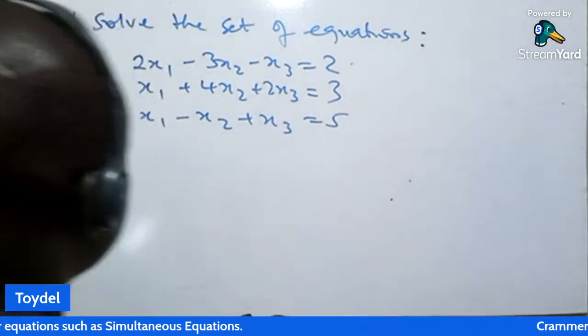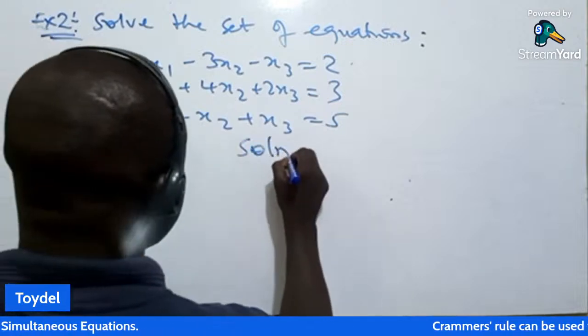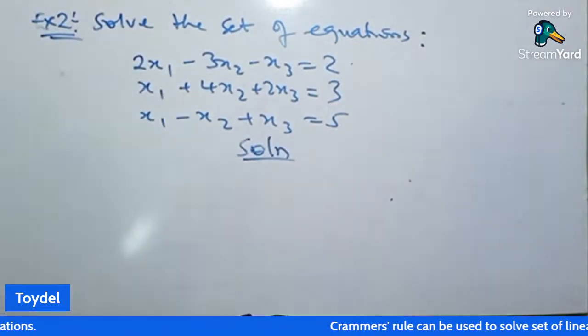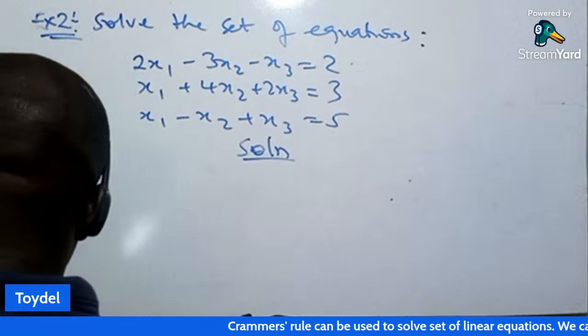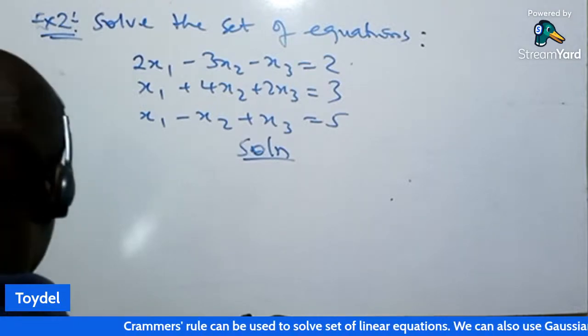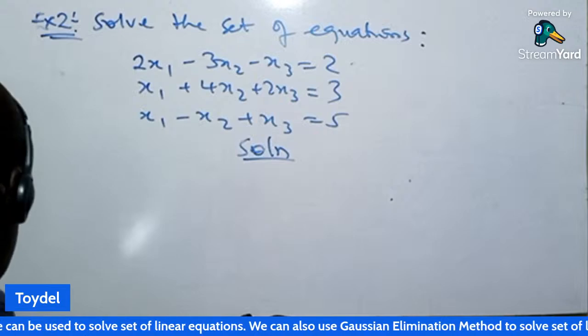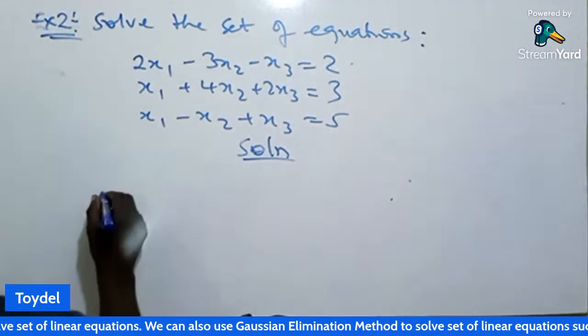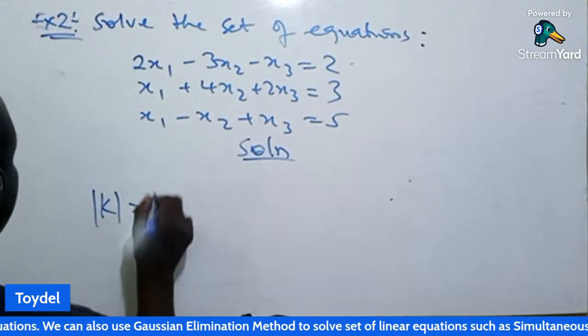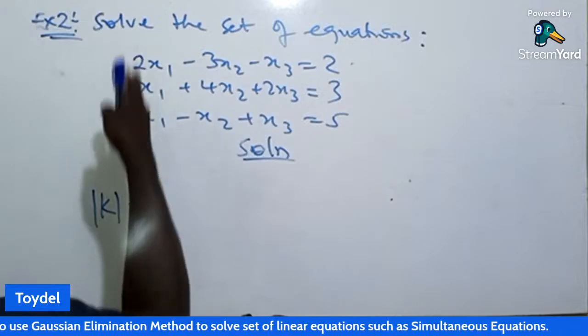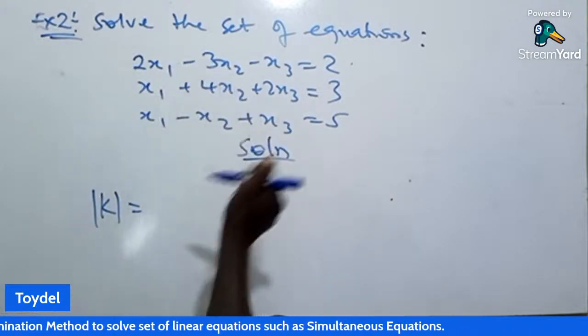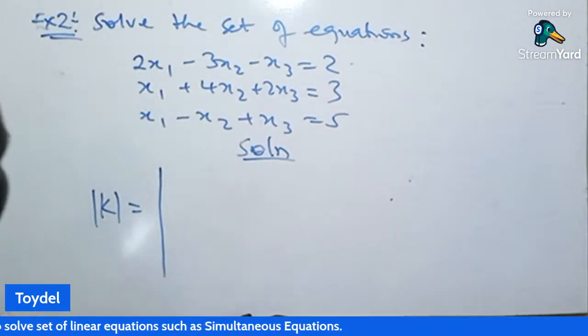So how do we solve that? We are going to use the knowledge of Cramer's rule now. If we want to solve this, what is the first thing that we are going to do? That's what I'm about to introduce now. So for us to be able to use Cramer's rule to solve this, we first call all the variables, x1, x2, x3, we call it k. So we find the determinant of the variables.